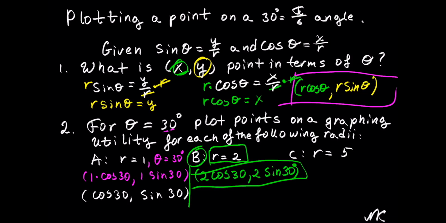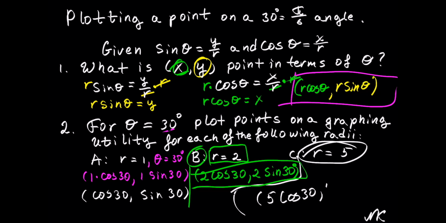So let's substitute 5 into our formula to get our third point, and I'm going to do it over here. So the radius is 5. We need cosine value for x, so cosine, still 30 degrees, and 5 sine of 30 degrees, and this should give us our point with radius equal to 5.